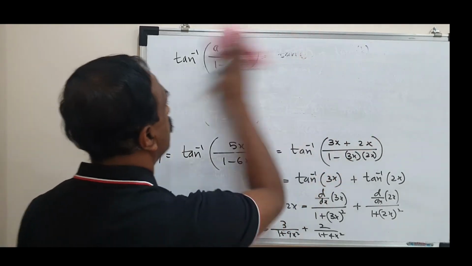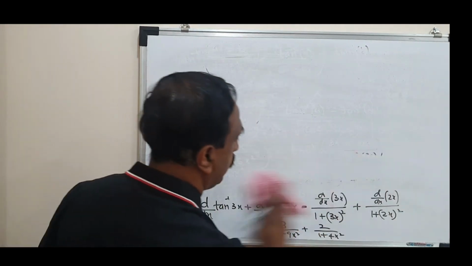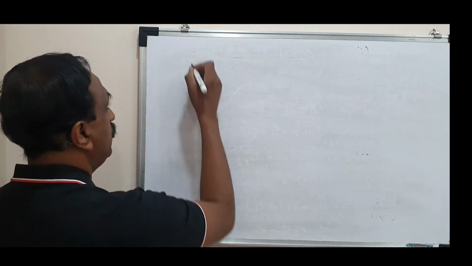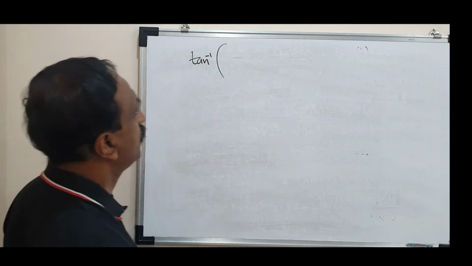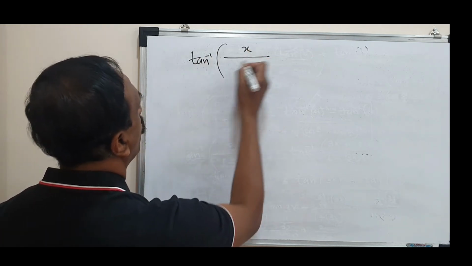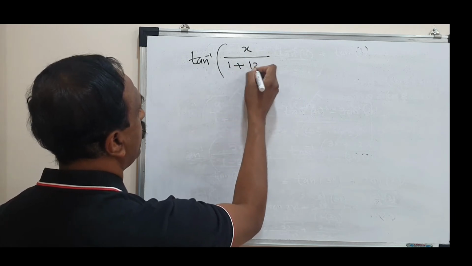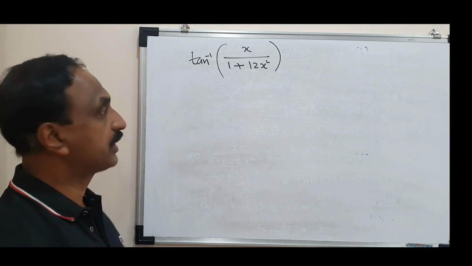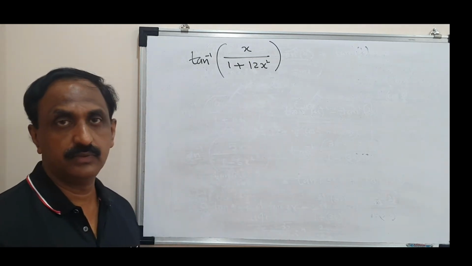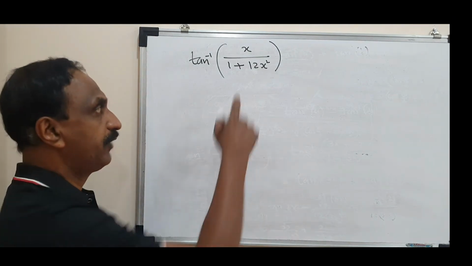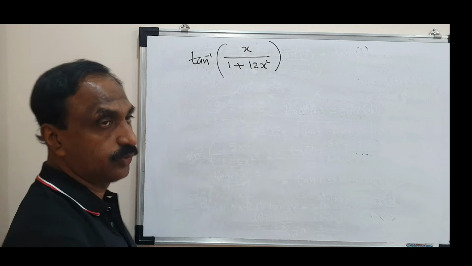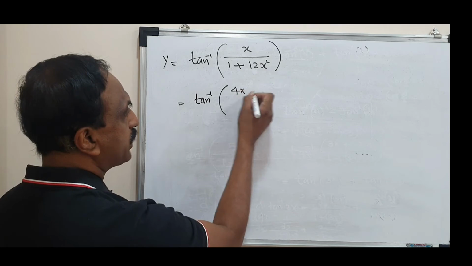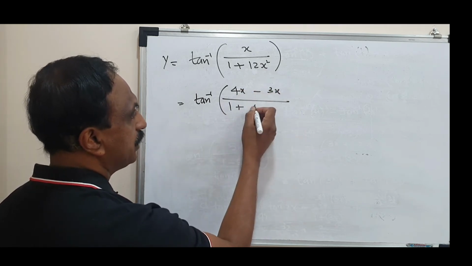So if the question is of this kind, let's say tan inverse of x upon 1 plus 12x square. What are the factors of 12? Either 6 and 2 or 4 and 3. But if you take 4 and 3, you will notice that 4 minus 3 is 1. So I can write this function as tan inverse of (4x minus 3x) upon (1 plus 4x into 3x).